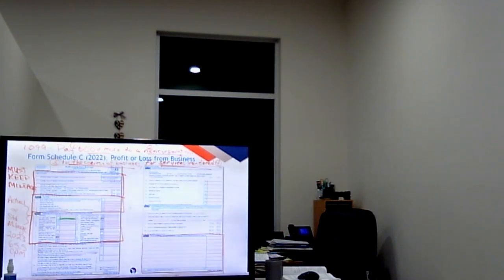Right, so if you spend $1,600 on tires during the year and you use your vehicle 90% for business, you get a $1,440 deduction.